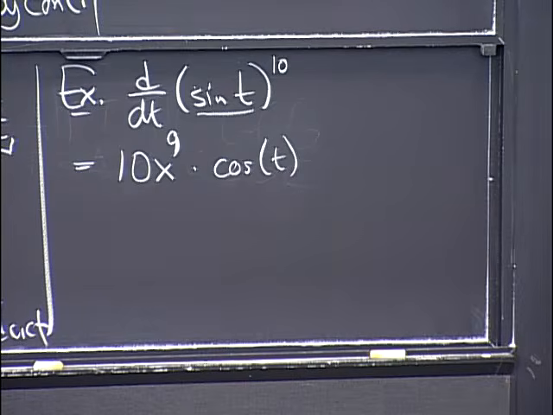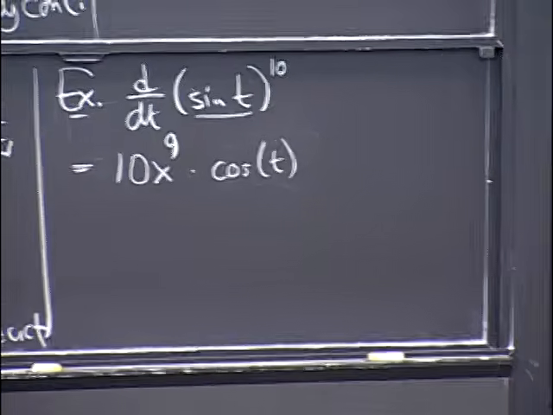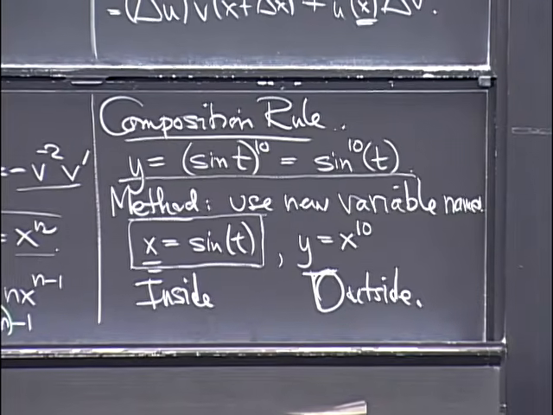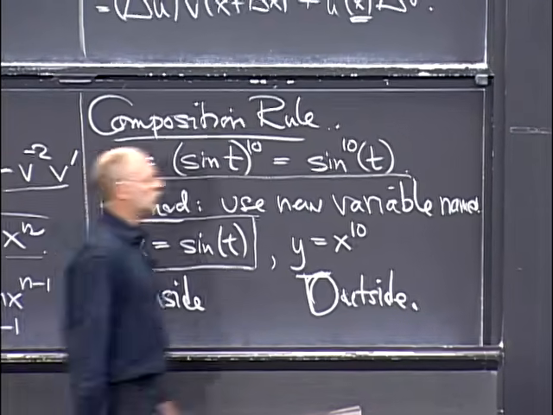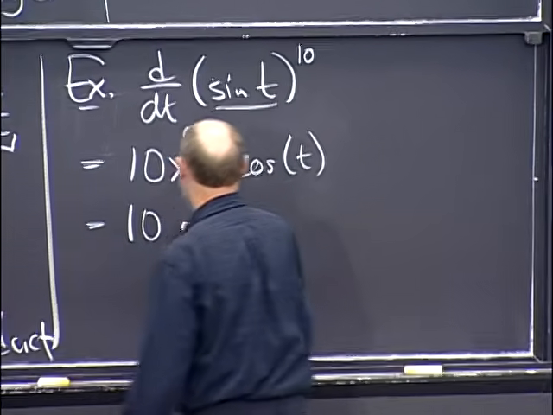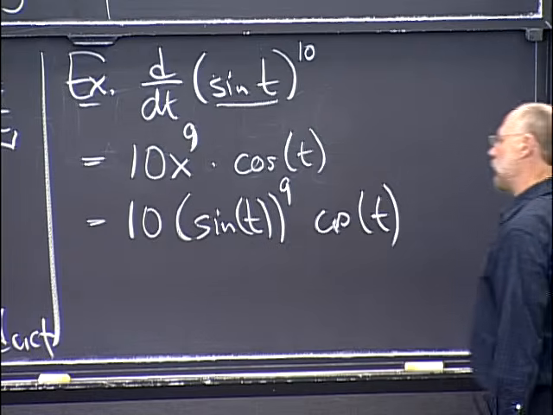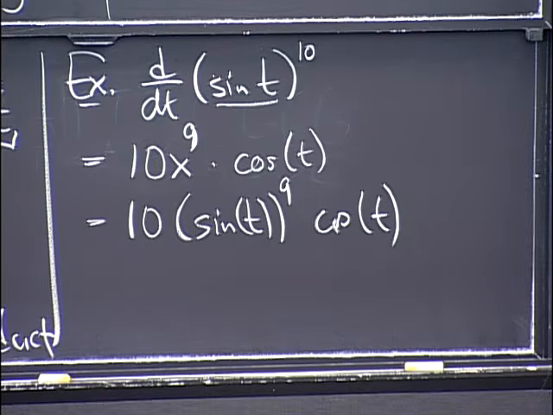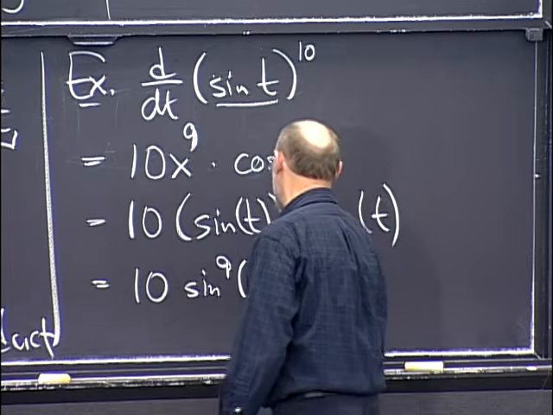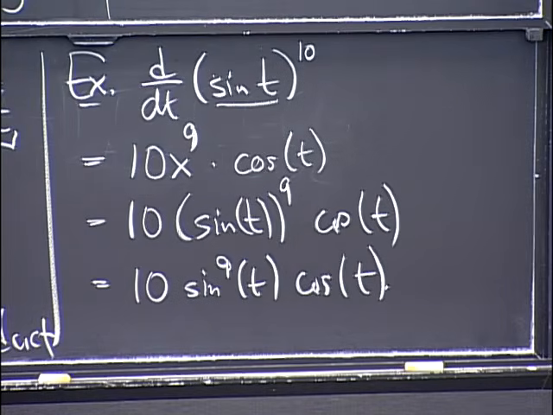This is correct, but since we were the ones to introduce this notation x, that wasn't given to us in the original problem, the last step in this process should be to substitute back in what x is in terms of t. So x was sine of t, so I get 10 times sine of t raised to the 9th power, that's x to the 9th, times the cosine of t, or what's the same thing, sine to the 9th of t, cosine of t. So there's an application of the chain rule.